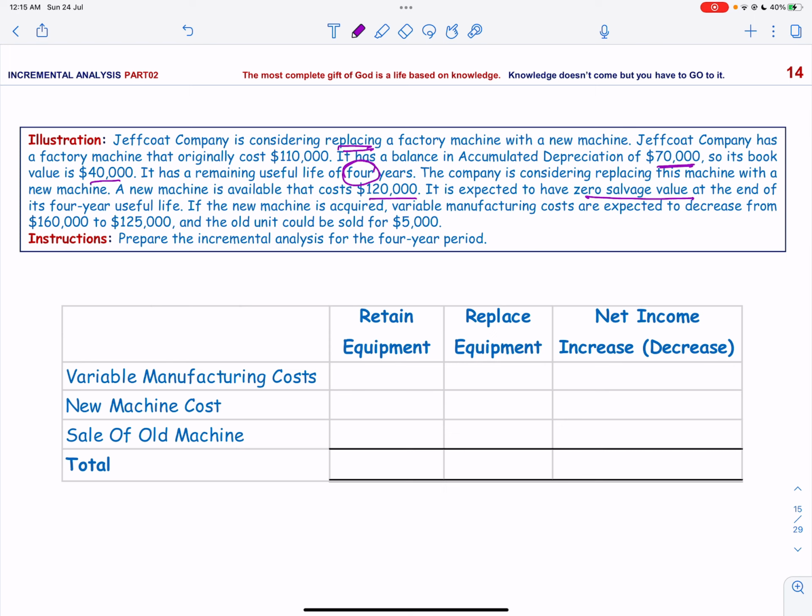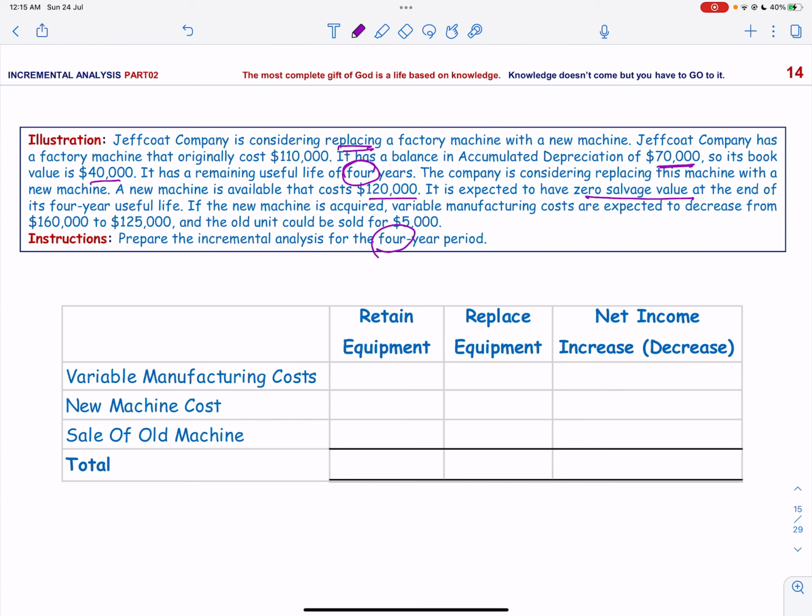If the new machine is acquired, variable manufacturing costs are expected to decrease from 160 to 125, and the old unit could be sold for 5,000. Prepare the incremental analysis for the 4-year period.